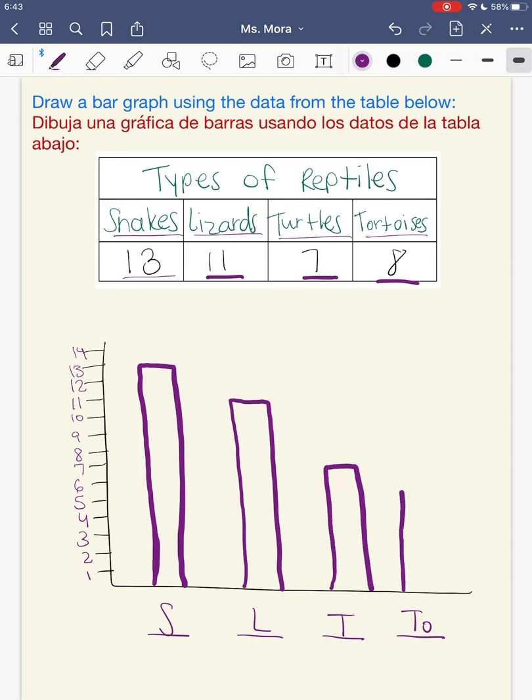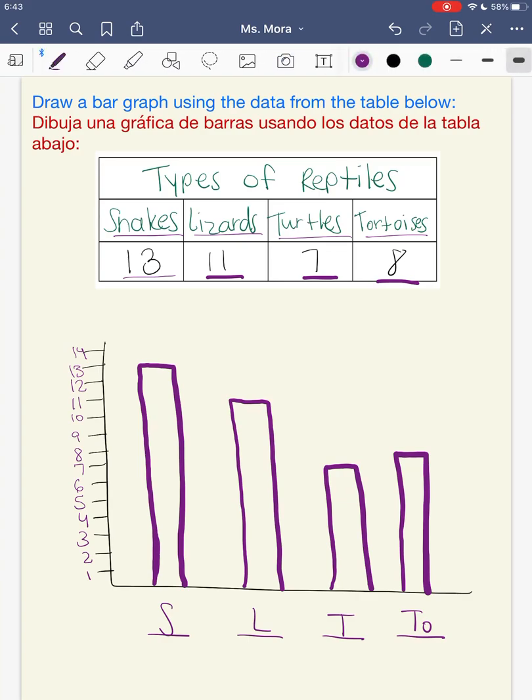So this one's going to be a little bit higher than my turtles. 8 tortugas. 8 tortoises. Alrighty, guys? And that's it. Oh, actually, oh my goodness, I hope you guys caught this before I did.